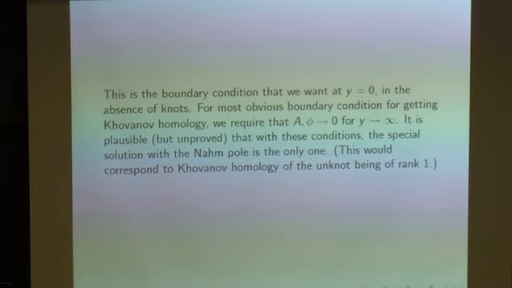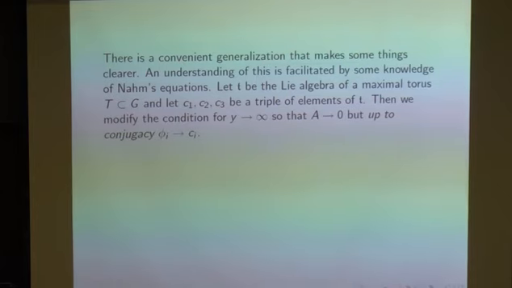Now, this is the candidate for Khovanov homology of the unknot, but there's a variant of this that makes some things clearer. You can understand this better with some knowledge of Nahm's equations. Let T be the Lie algebra of the maximal torus of G, take a triple of elements of T, and then we modify the boundary condition for y to infinity, so that the connection still vanishes, but phi approaches this triple, up to gauge transformation. So that's a new condition that we use at y equals infinity.